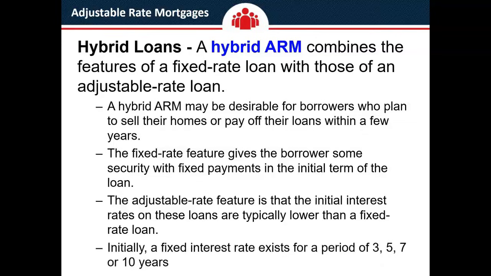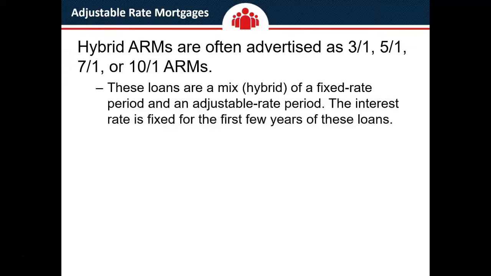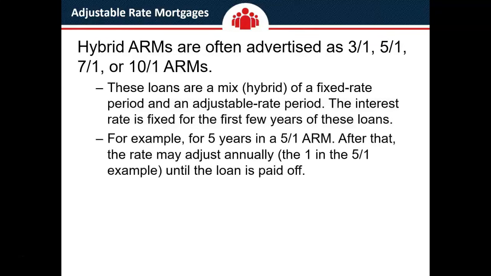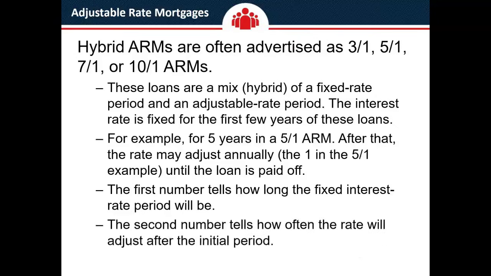And you'll see they're usually fixed for 3 years, 5 years. I've seen them all the way up to 10 years. This is how a hybrid will look. It'll say 3-1 or 5-1 or 7-1. The 3-1 means it's fixed for the first 3 years, then it's going to adjust every year thereafter. Or if it's a 5-1, maybe it's fixed for the first 5 years and it's going to adjust every year thereafter. The first number tells how long it's fixed for, and the other tells the rest of the period.